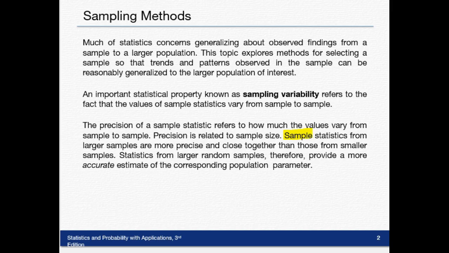So you might want to mark that. It's pretty important. Sample statistics from larger samples are more precise and closer together than those from smaller samples. Statistics from larger random samples, therefore, provide a more accurate estimate of the corresponding population parameter.